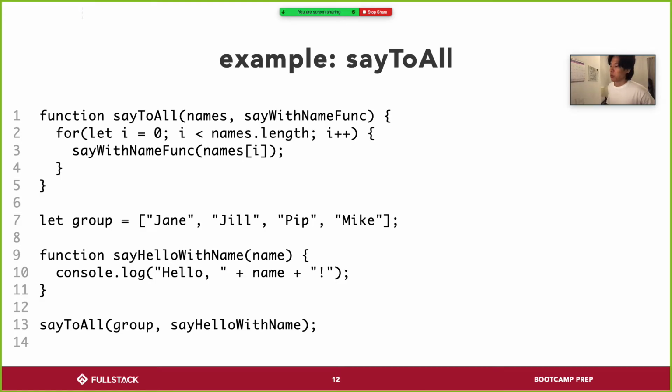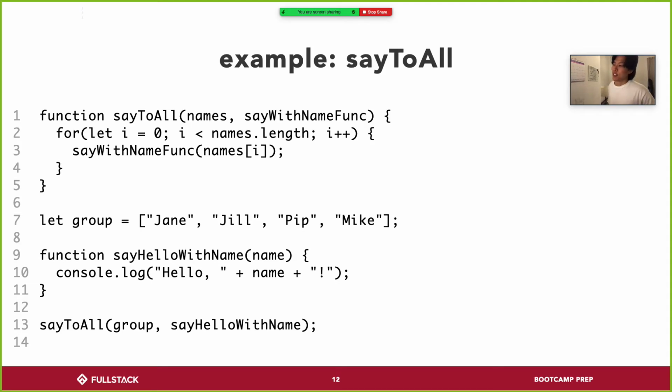So anyone want to take a stab at what this would output when we actually invoke the higher order function? So this would say, hello Jane, hello Jill, hello Pip, hello Mike. Yep, perfect.